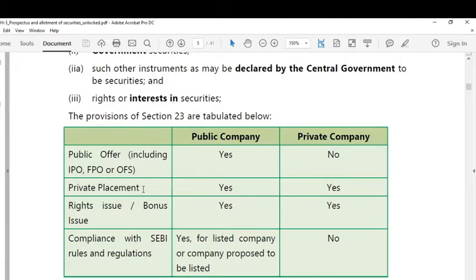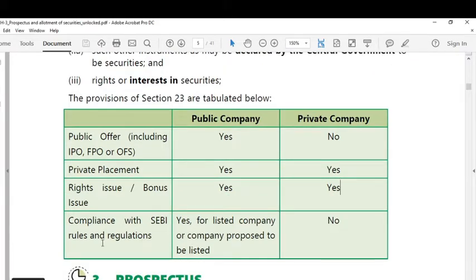Second one is private placement. Private placement means offering of securities to selective people. So it is allowed both for the public company and for the private company. The third type is either rights issue or bonus issue of securities. It can be done by a public company and a private company also.